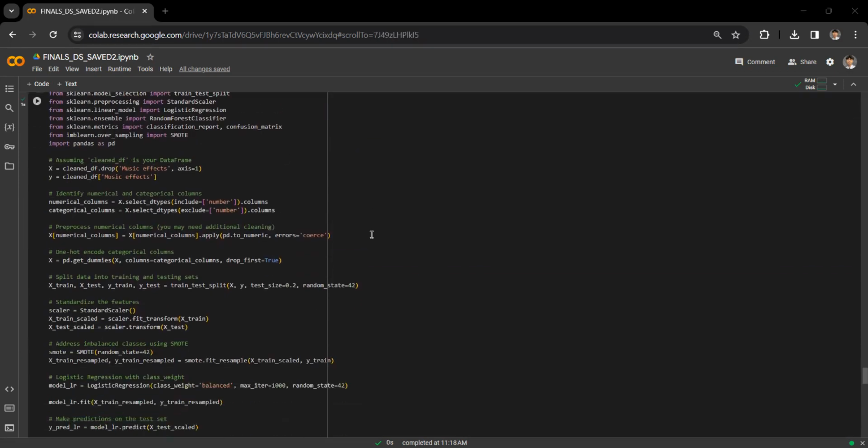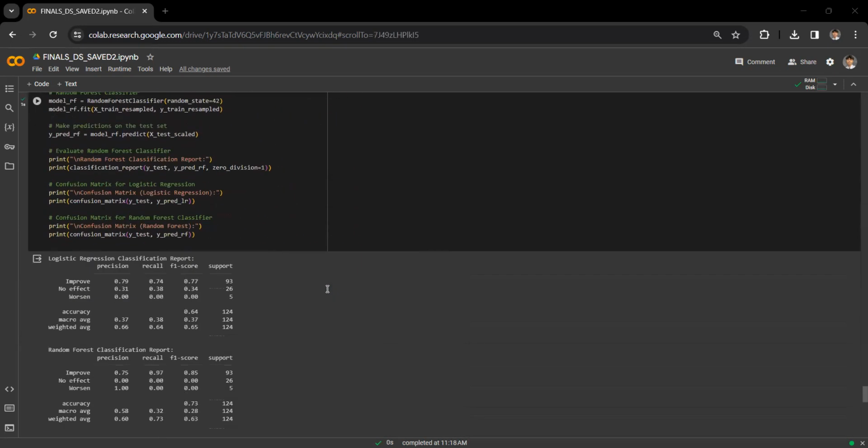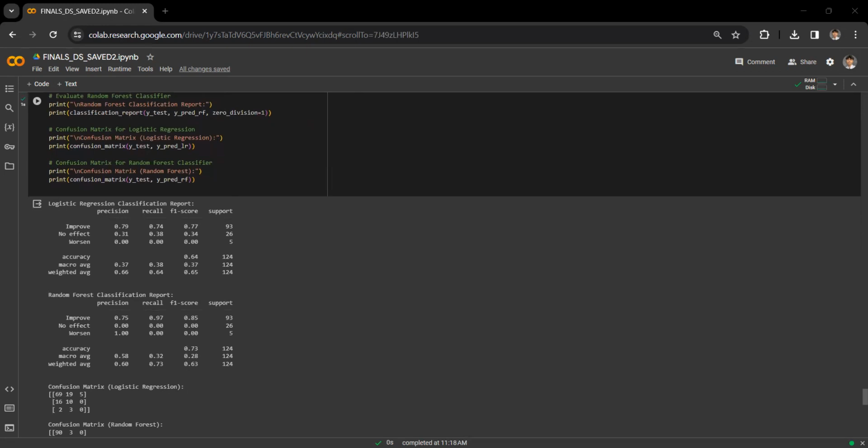For the data evaluation, I am Yuric Mamales, and here's the explanation for our data evaluation part. So we use two powerful machine learning models called logistic regression and random forest to understand the relationship between individuals' favorite music genres and their reported mental health indicators. This model is adept at predicting three classes: improve, no effect, and worsen. Here's the breakdown of our precision, recall, and F1 score for each class.